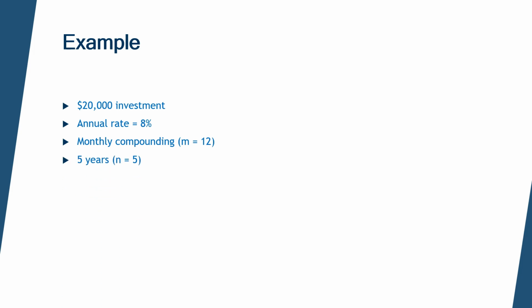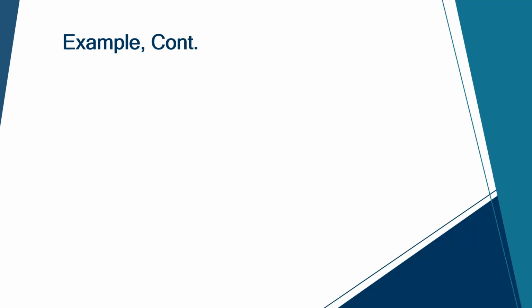So let's go through an example. We're going to assume that we have a $20,000 investment. The interest rate or the rate of return is 8%. We have monthly compounding, so that's going to be 12 compounding periods in the year. And then we're going to calculate that over 5 years. So when we put those variables into the equation that we saw earlier, we just have 20,000 times 1 plus 0.08 over 12, and then 5 times 12 is our exponent.